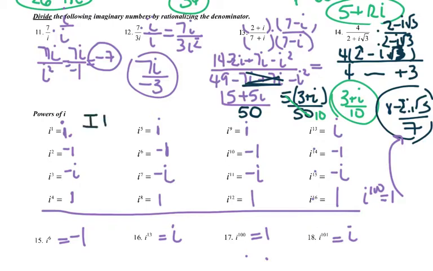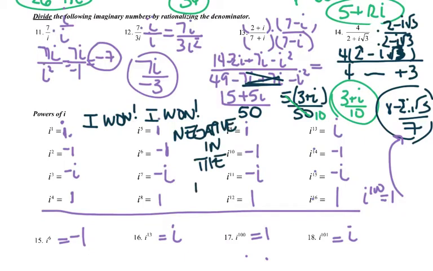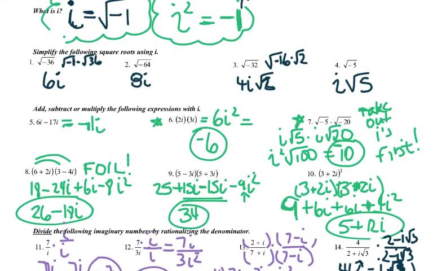It's called "i, 1, negative in the middle." Takes a while to get it. It doesn't make much sense, does it? i, 1, negative in the middle. So there you have it, imaginary numbers.